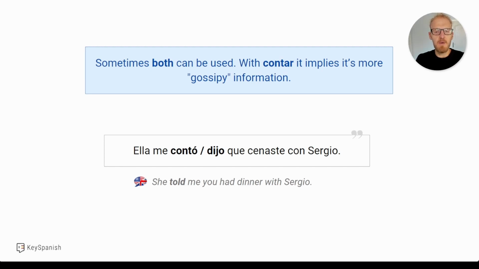Then it's me dijo que cenaste con Sergio. However, if this is a story or there is more to it and you need more details because of the context, then you would say me contó que cenaste con Sergio. So you can say both things. You can decir about a story or topic if there is not much information, or you can contar something if you think there is more to it.